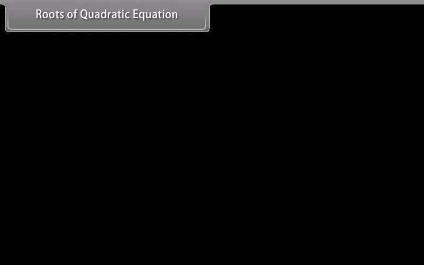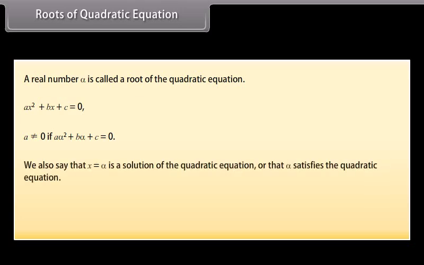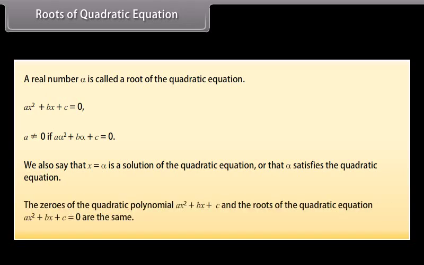Roots of quadratic equation. A real number alpha is called a root of the quadratic equation ax square plus bx plus c is equal to 0, where a is not equal to 0 if a alpha square plus b alpha plus c is equal to 0. We also say that x is equal to alpha is a solution of the quadratic equation, or that alpha satisfies the quadratic equation. The zeros of the quadratic polynomial ax square plus bx plus c and the roots of the quadratic equation ax square plus bx plus c is equal to 0 are the same.